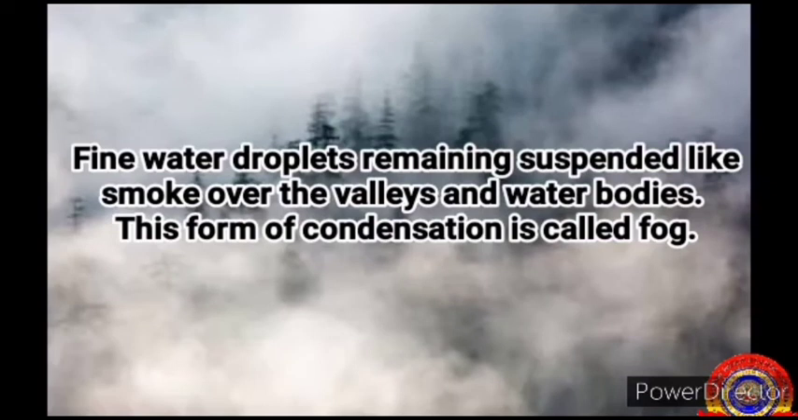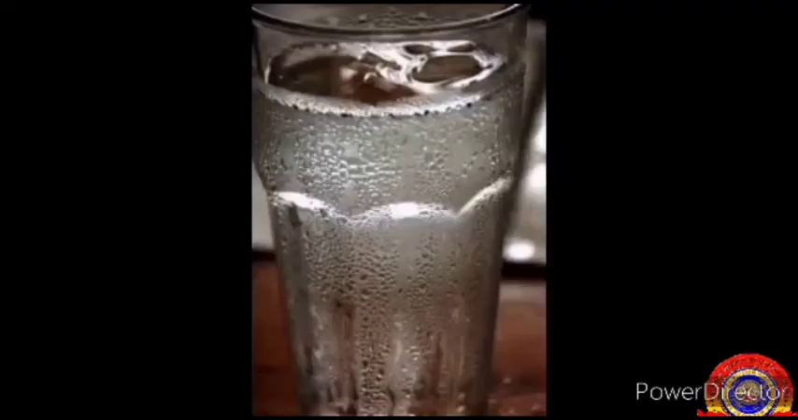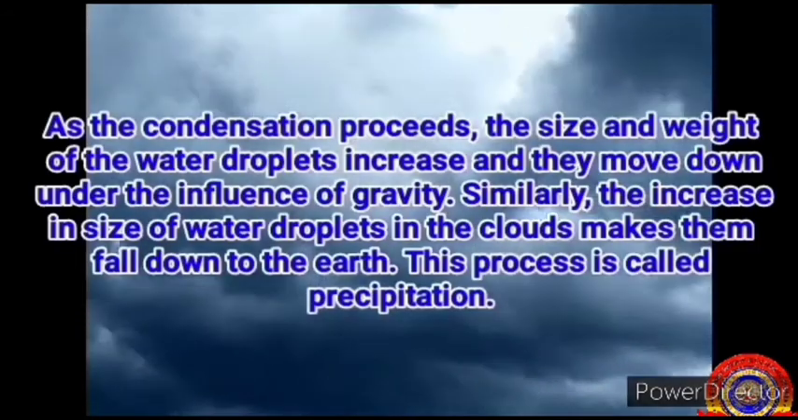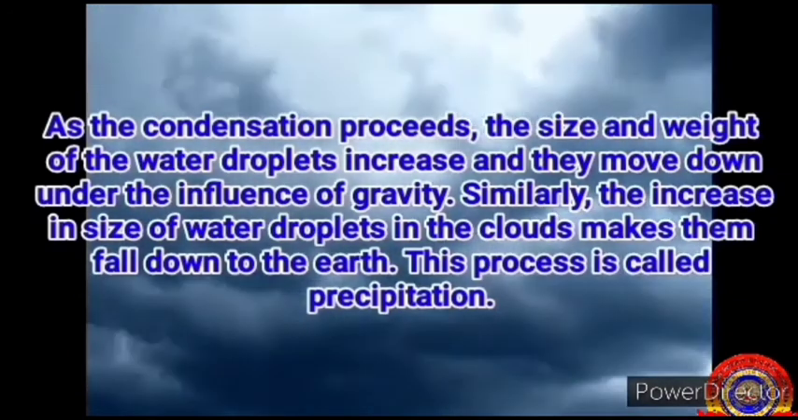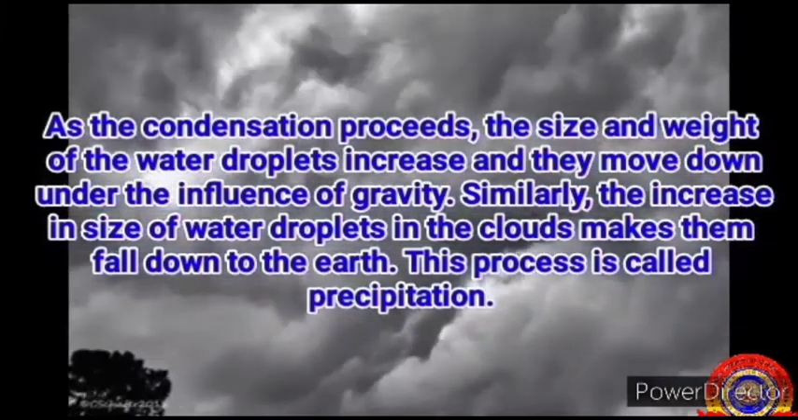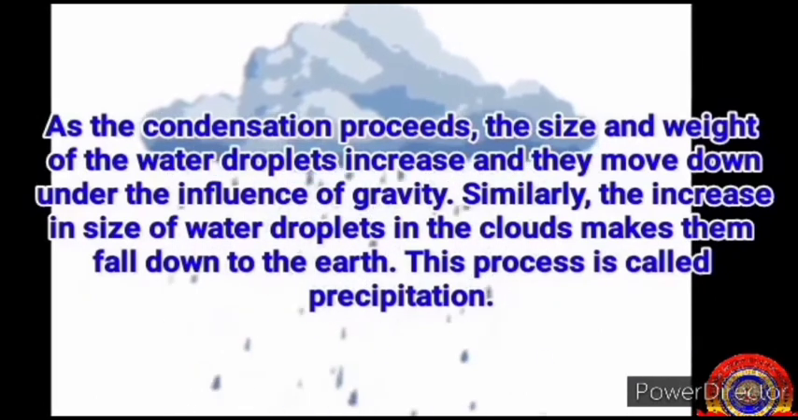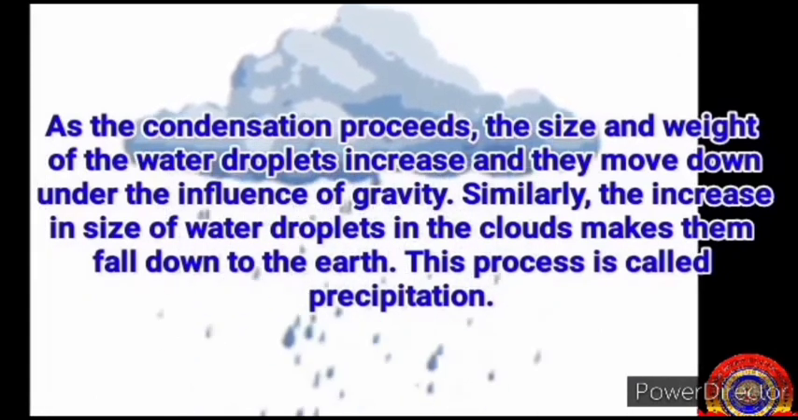You have noticed fine water droplets remaining suspended like smoke over the valleys and water bodies. This form of condensation is called fog. You have observed the increase in size and the downward movement of water droplets on the surface of the ice-filled cup. As the condensation proceeds, the size and weight of the water droplets increase and they move down under the influence of gravity. Similarly, the increase in size of water droplets in the clouds makes them fall down to the earth. This process is called precipitation.